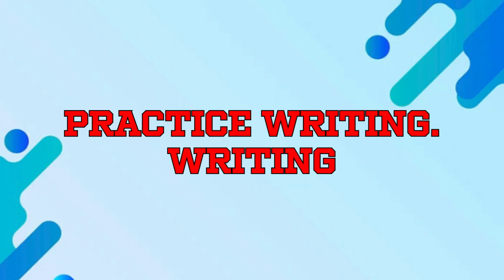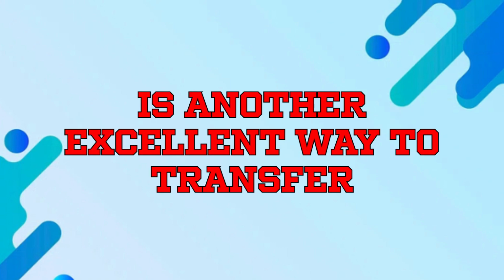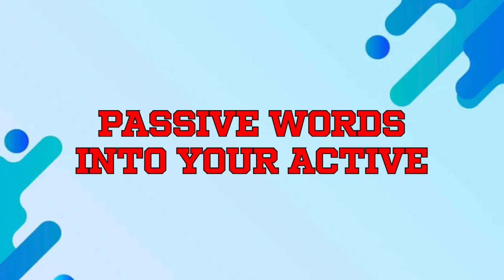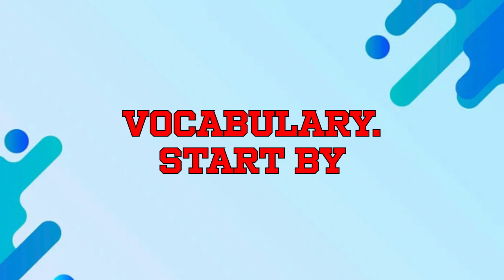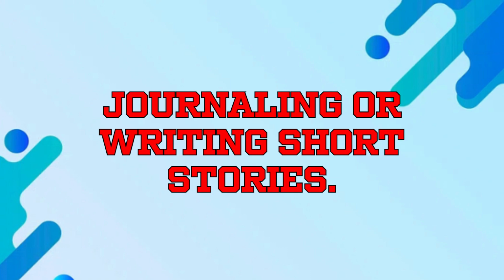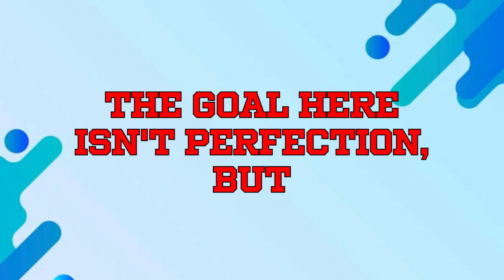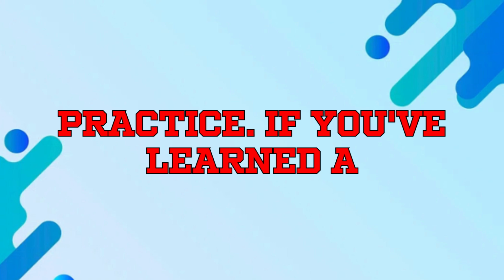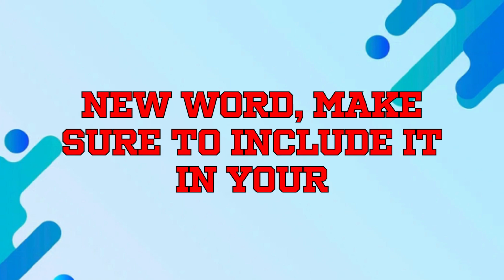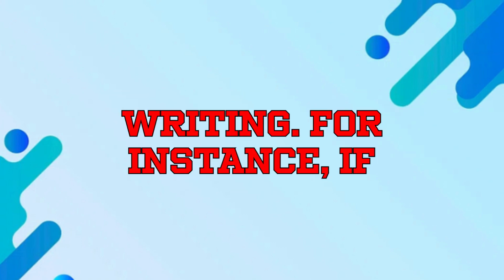4. Practice writing. Writing is another excellent way to transfer passive words into your active vocabulary. Start by journaling or writing short stories. The goal here isn't perfection but practice. If you've learned a new word, make sure to include it in your writing.